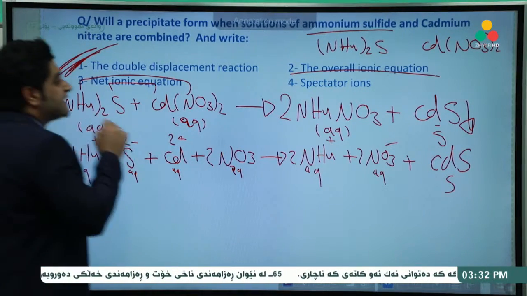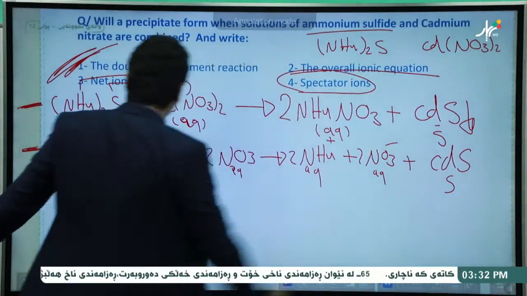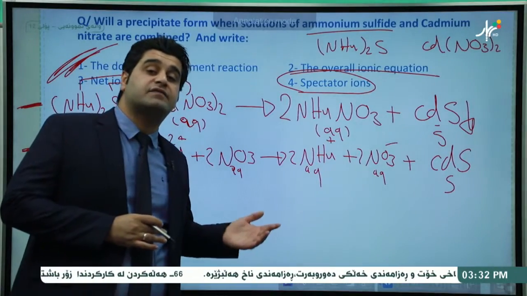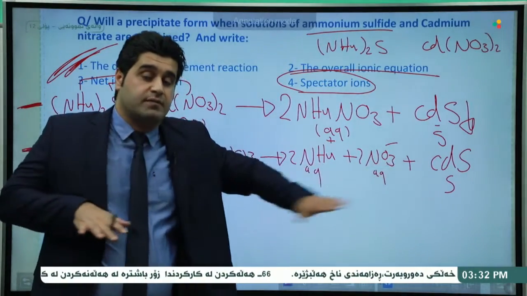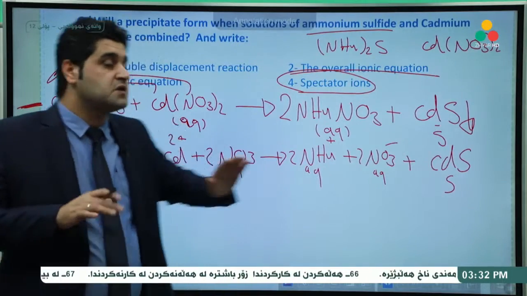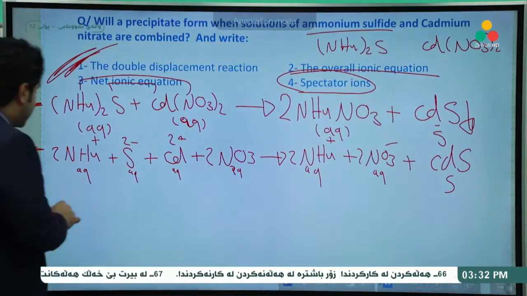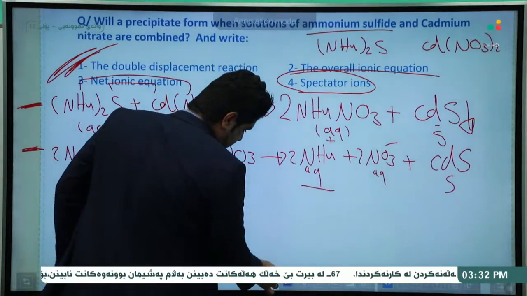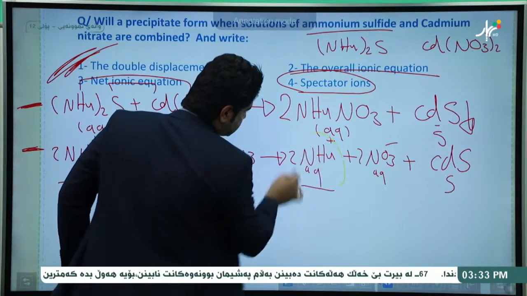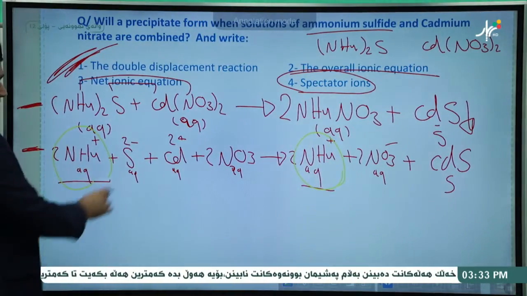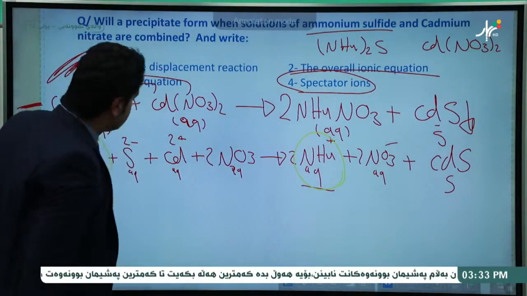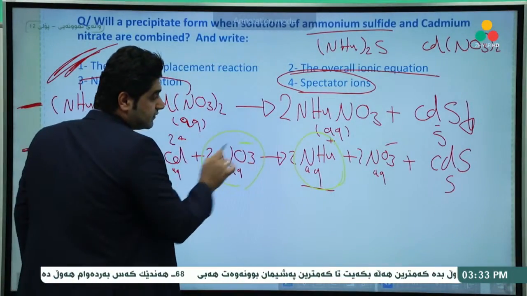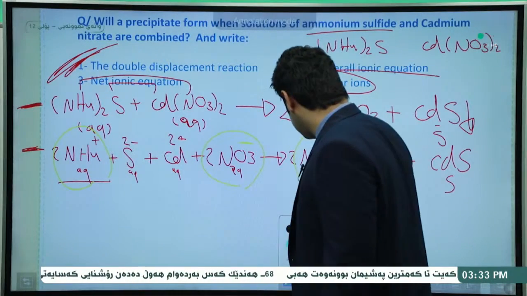Now, what are the spectator ions? The spectator ions are the ions that remain before and after the reaction in the same form, aqueous ion. Okay? So the spectator ions, look, NH4 in here is aqueous, NH4 in here is aqueous. So it's a spectator ion. This is one spectator. Okay? Cd in here is aqueous, in there it's solid. No, it's not a spectator. NO3 negative, in here we have NO3 negative, look.